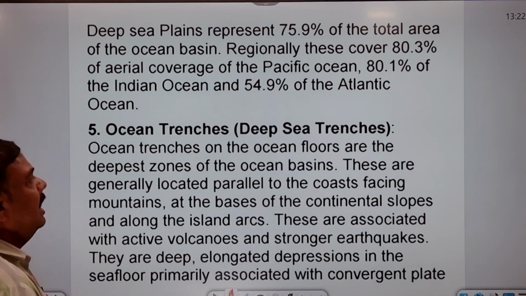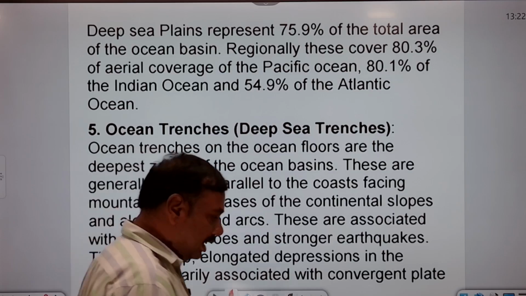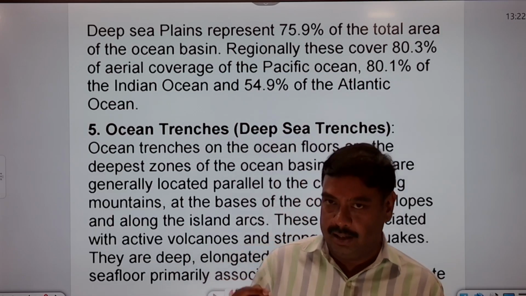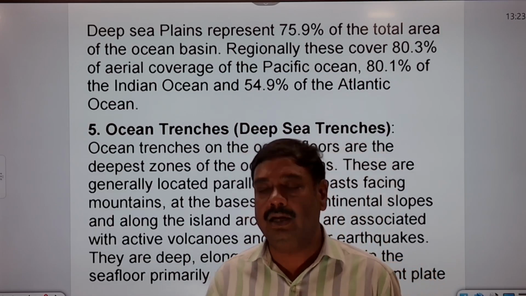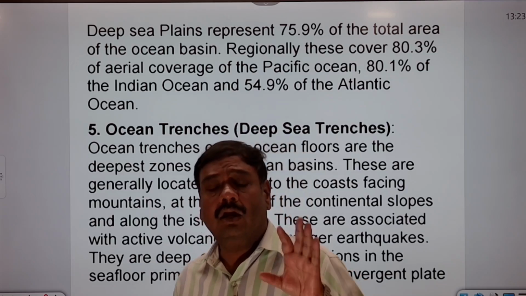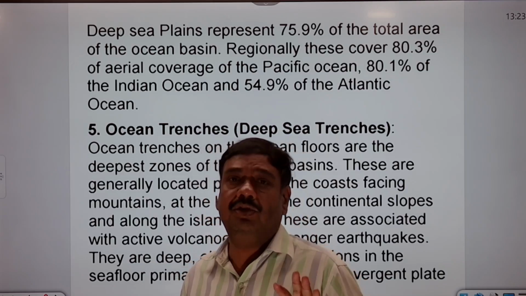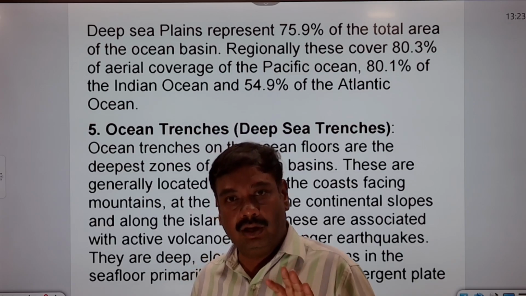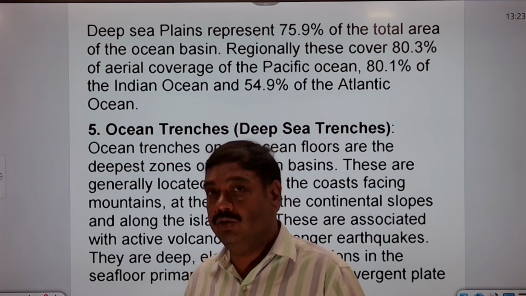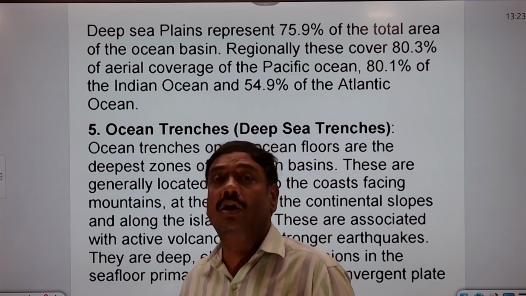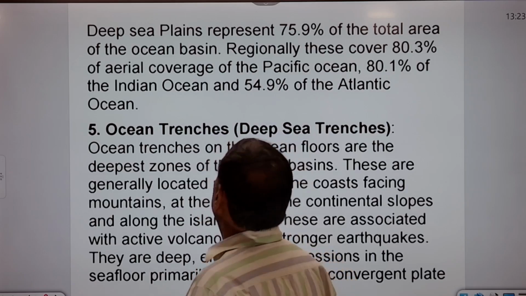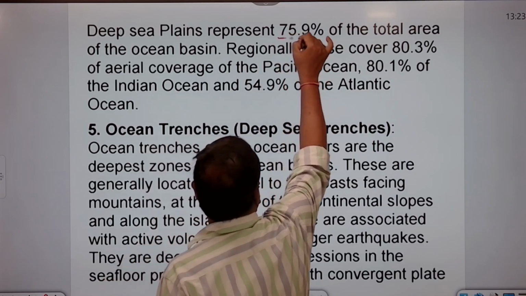Okay. Then the coverage. We have seen the coverage of the major relief features like the continental shelf region and continental slope region. The distribution of continental slope includes the portion of continental rise also. Got it? One thing you must remember, because continental rise is formed at the bottom of the continental slope. Okay. So, deep sea plains represent 75.9%.